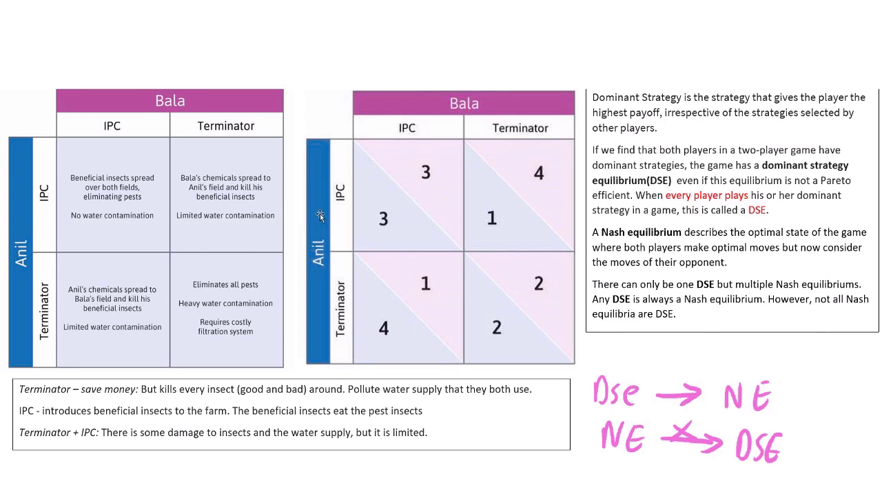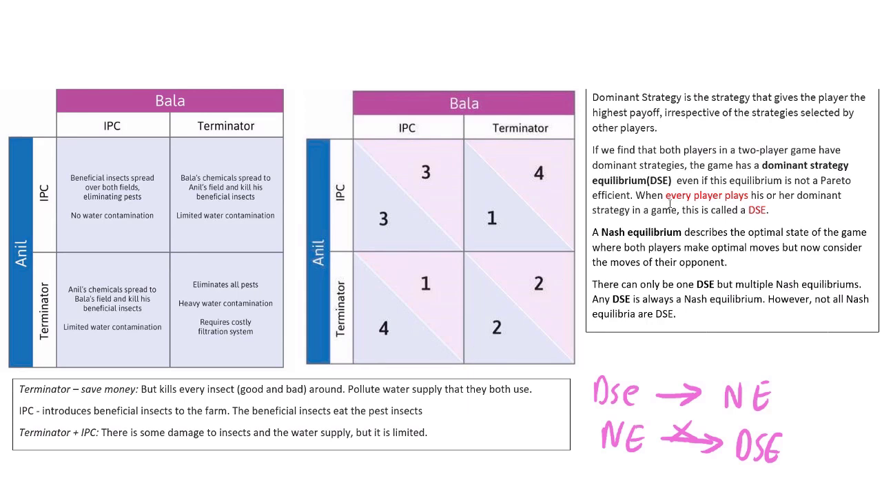If only one of them uses Terminator, say Anil uses IPC, Anil will get affected. Anil already uses the more expensive pesticide, Anil's water gets contaminated, and Anil's good insects get killed also. So this is bad for Anil. And the same thing applies here: if Anil uses Terminator, it's going to affect Bala, okay? So what if both of them use Terminator? Of course, the price they pay for the insecticide is very low. However, they require a very high cost for the filtration system. This is why the payoff is very low, okay?